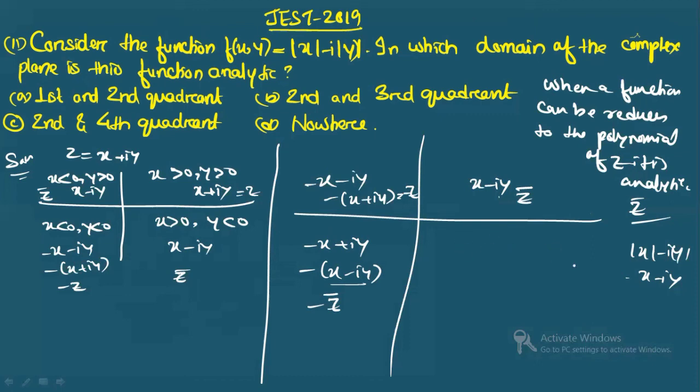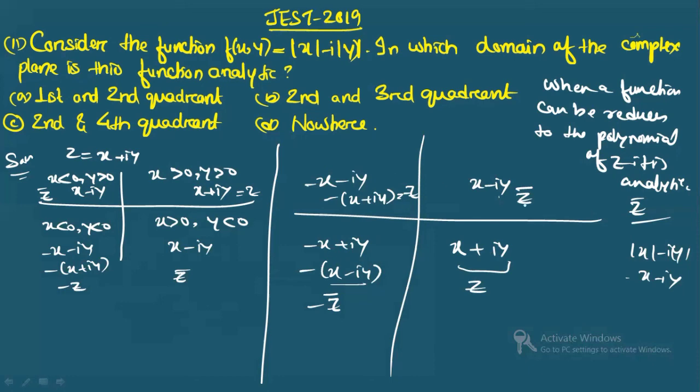In the fourth quadrant, x is greater than 0, that means you multiply by plus, so this will be x. But y is less than 0, so you have to multiply by minus, which gives plus iy. So it is x plus iy. This is z only, when you compare with z equals x plus iy.